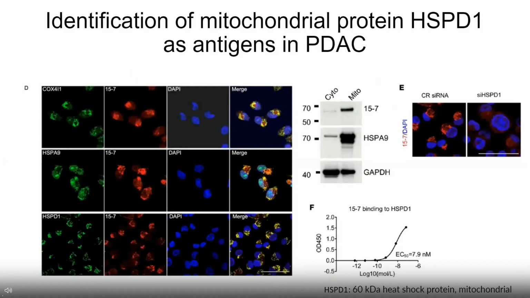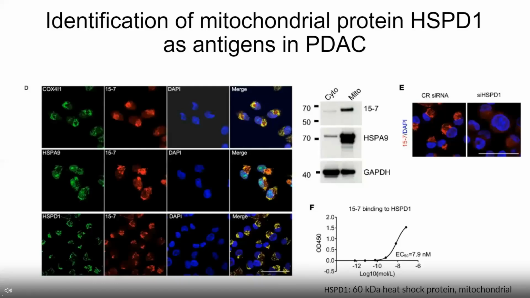And for our third antibody, which I showed earlier as an example, antibody 15-7 recognized a very interesting structure in the cytoplasm that looks like some organelle. So we did a panel of screening with different organelle markers and found this antibody co-localized with mitochondrial markers such as COX4A1, another marker HSP10, and HSP9, though HSP9 is also expressed in the nucleus.